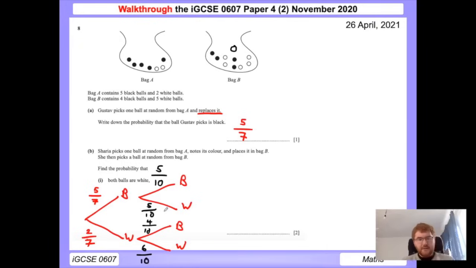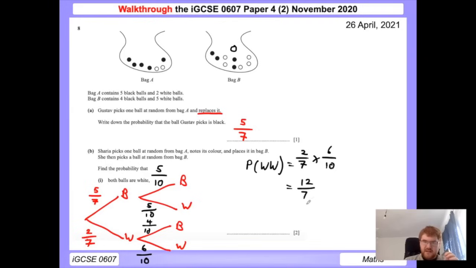Once you've got your diagram, it makes your life a lot easier to work out the next two parts of the question. So the probability that both balls are white, we're going to work out probability of white is we just multiply these two fractions together. Multiply along the branches. So we get 2/7 multiplied by 6/10, which gives us 12/70. Now, I've said in previous videos that I don't really mind if you don't simplify. The same thing here, but I am going to simplify this down to 6/35. Although strictly speaking, this is not necessary, but try and get into good habits. So this is going to be 6/35.